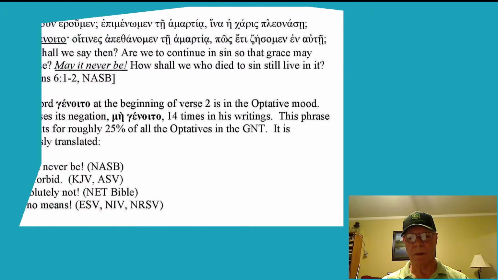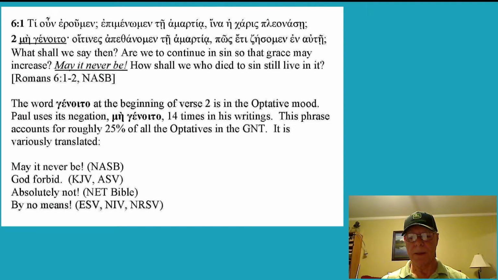We'll look first at a specific example and then talk in more detail about how to identify verbs in the optative mood. Consider Romans 6 verses 1 and 2. Ti oun eroumen, epimenōmen tē hamartia, hina hē charis pleonasē? mē genoito. hoitines apethanomen tē hamartia, pōs eti zēsomen en autē? What shall we say then? Are we to continue in sin so that grace may increase? May it never be. How shall we who died to sin still live in it?